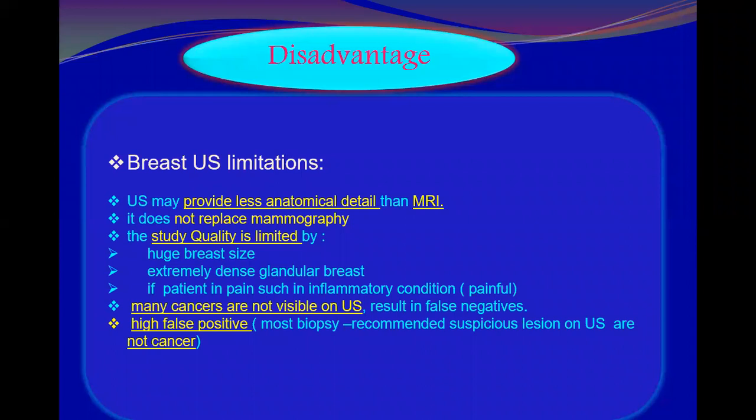There are limitations for ultrasound: it provides less anatomic detail than breast MRI and does not replace mammography. Study quality is limited by a huge breast or an extremely dense glandular breast. If the patient is in pain, or has inflammatory conditions, many cancers might not be visible on ultrasound, resulting in false negatives, and high false positive results lead to a lot of biopsies that turn out to be non-cancerous lesions.